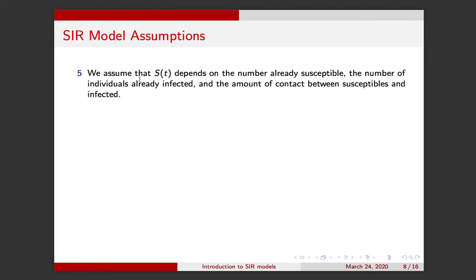Also depends on the number of infected, right? If you are susceptible, the more infected people there are, the more likely you are to become infected yourself. So the number of people susceptible today depends on how many infecteds there are. And finally, of course, the number of susceptibles will depend on the amount of contact between the two groups.